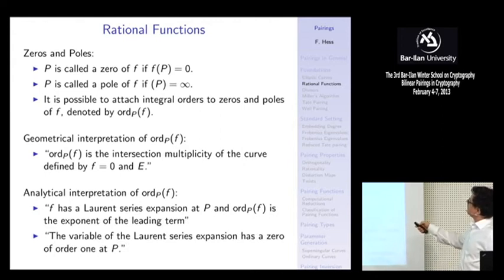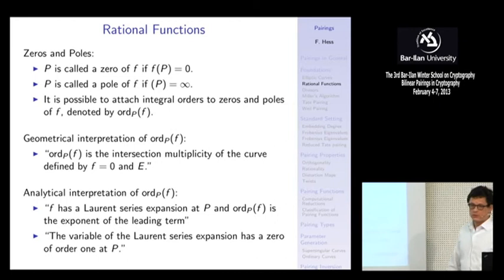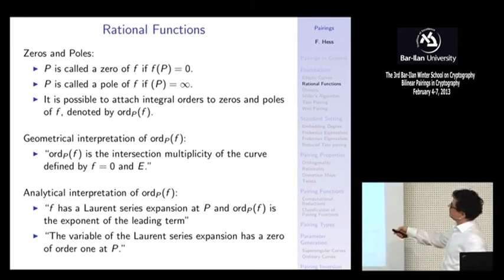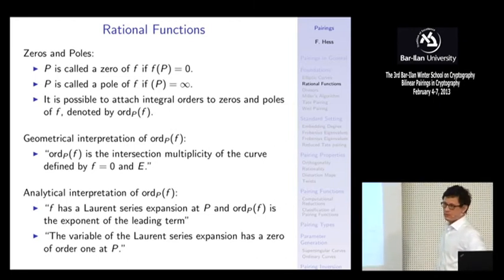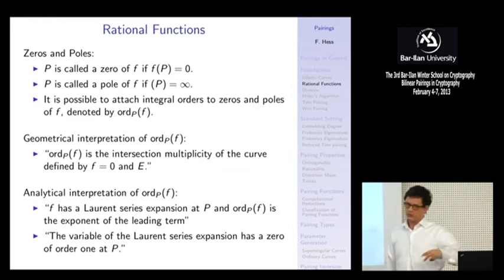So if f of p is 0, then we say point P is a zero of f. And if infinity comes out, it's a pole. The cool thing is, one can also attach precisely defined orders to zeros and poles. Usually the pole orders are taken negative. So a zero of order 3 would be one example, and a zero of order minus 3 would be a pole of order 3.